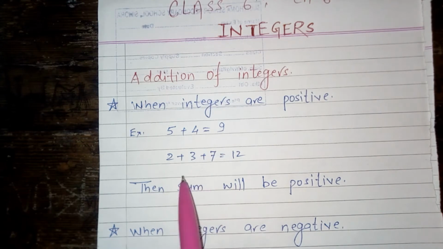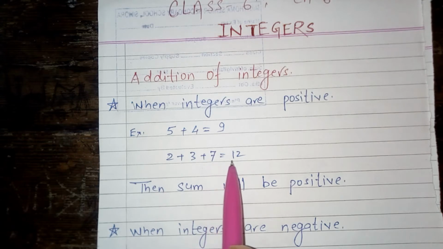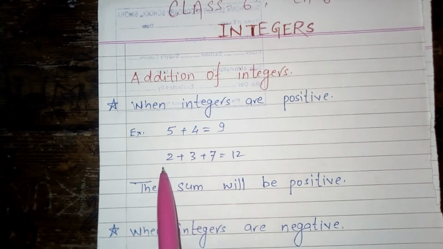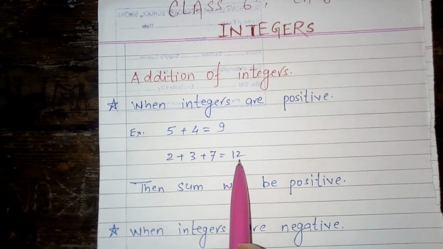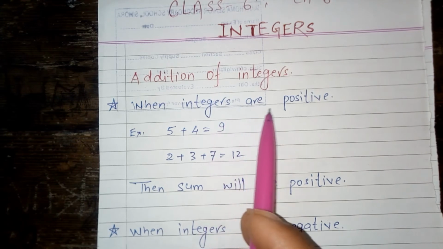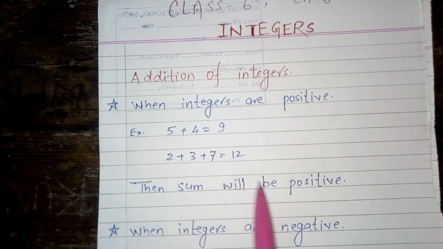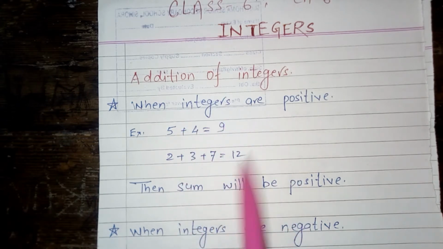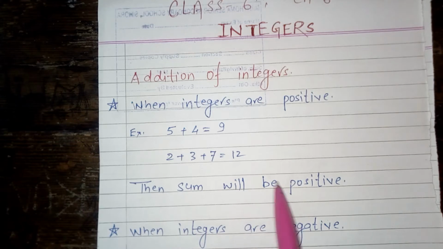Okay. Suppose you have more than two integers and all these integers are positive. As you are looking, 2 is positive, 3 is positive and 7 is a positive integer. After addition you will get 12. 12 is a positive integer. The meaning is when integers are positive then the sum will be positive.